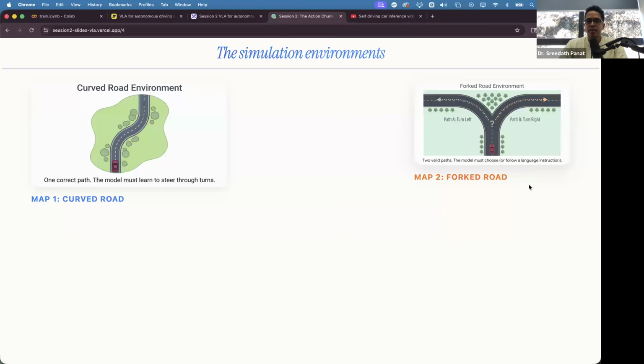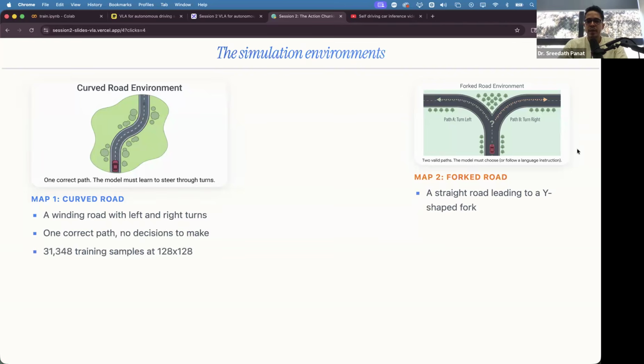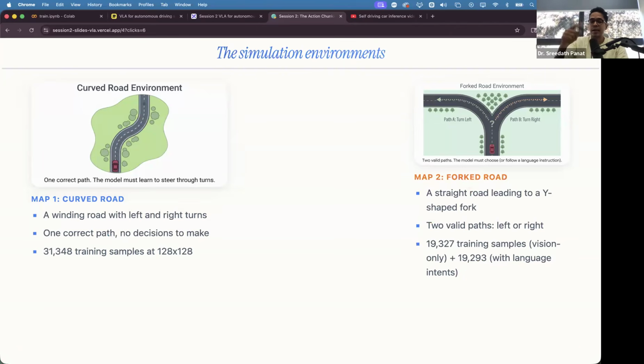These are the two environments we will discuss. The curved road path is like a loop that goes generally to the left, so you have to drive and turn to the left. The second map is the forked road, which has two options, going to the left or going to the right. I'll tell you the reason why I picked these two maps. In the forked road, language conditioning is required, because to reach the target you can go either through the left or through the right. In the curved road, that is not needed. So it's the perfect setting for us right now.